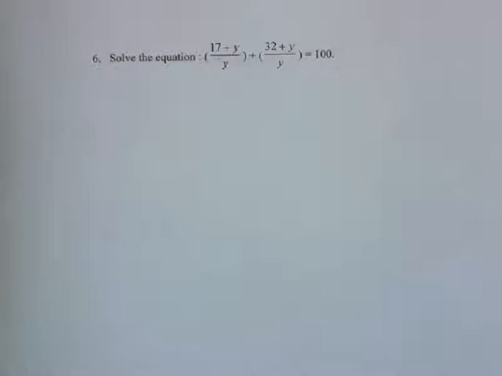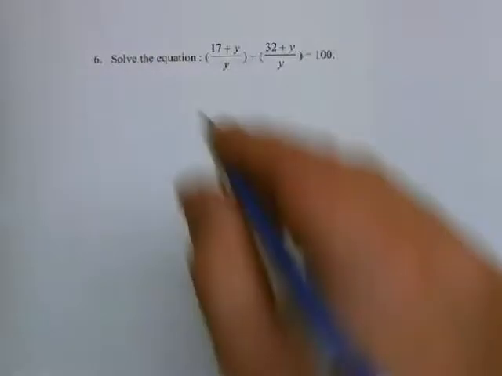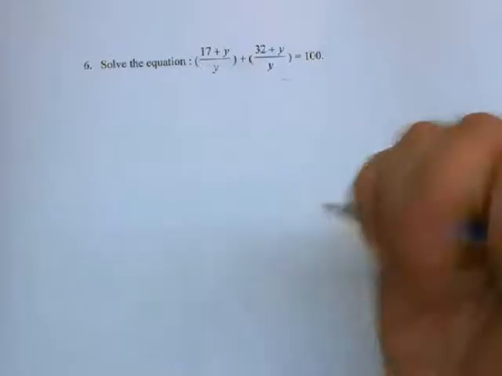So in number 6, we're looking for y, and we see that we have y's in the denominator, or bottom parts of fractions, on the left side of the equation. So a good thing to try first is to multiply both sides by that variable. So in this case, we're going to multiply both sides by y.